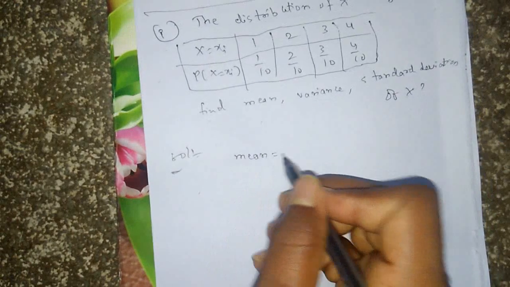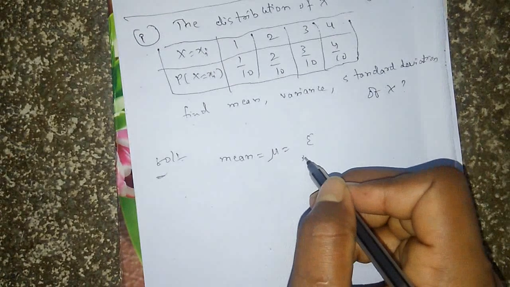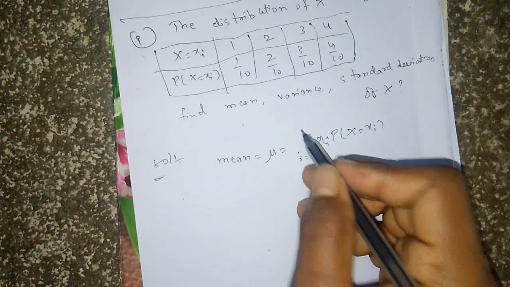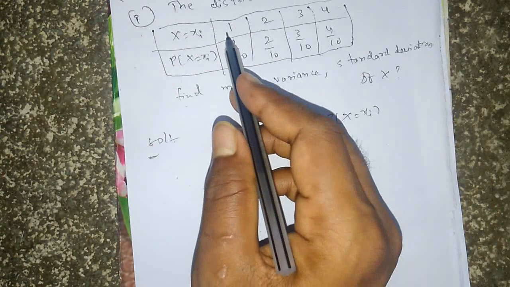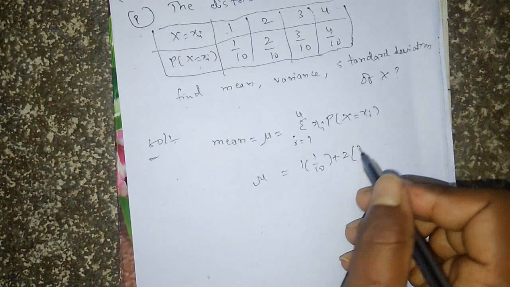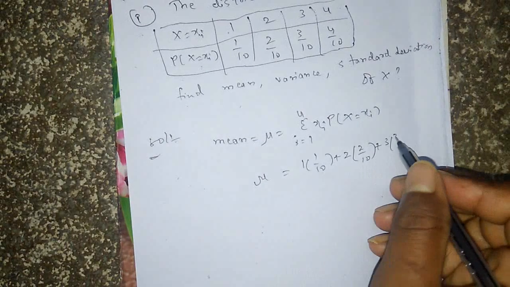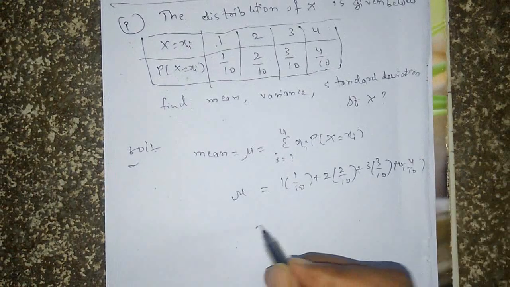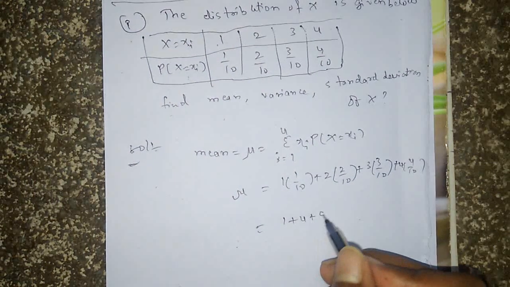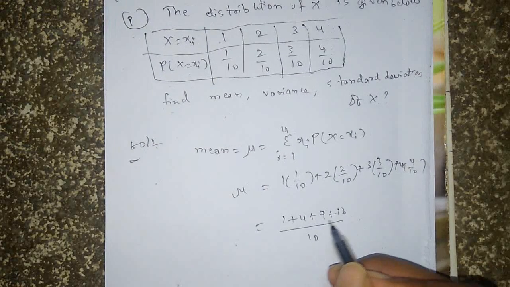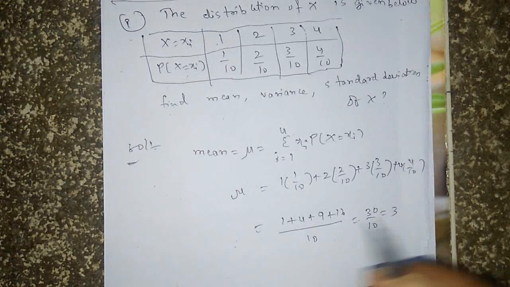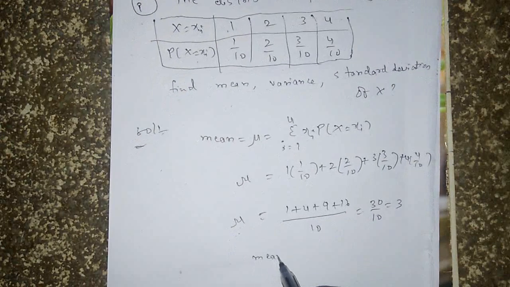So mean mu is equal to sigma xi P of x is equal to xi, where i is equal to 1 to 4 here. So that is multiply the range with probabilities: 1 into 1 by 10 plus 2 into 2 by 10 plus 3 into 3 by 10 plus 4 into 4 by 10. That is 1 square is 1, 2 square 4, 3 square 9, 4 square 16, by 10. That is 30 by 10, that is 3. Therefore mean mu is equal to 3.